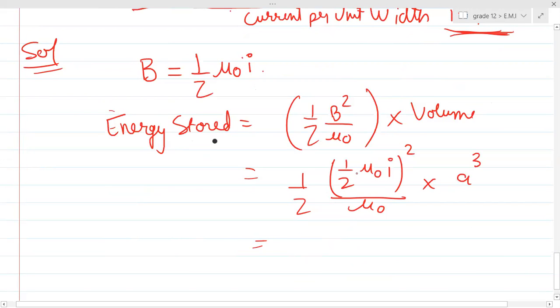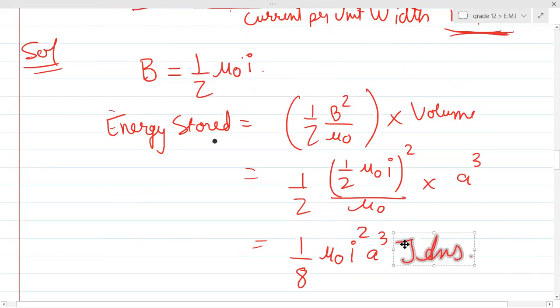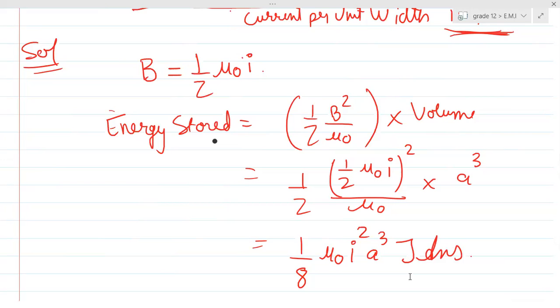So this will become 1 by 4 multiplied by 1 by 2, it will become 1 by 8. Mu naught square and 1 mu naught will get cancelled. Mu naught I square a answer. Joules, by the way. Check. That's the answer to this problem. So anyways, please write next heading, mutual induction.